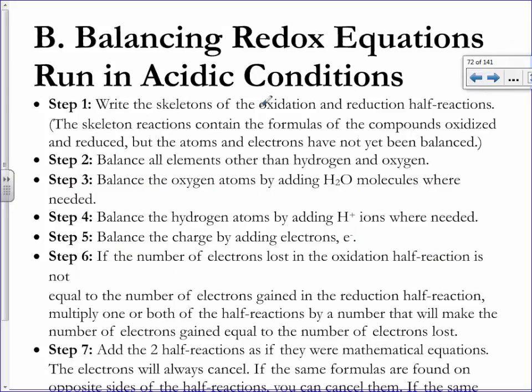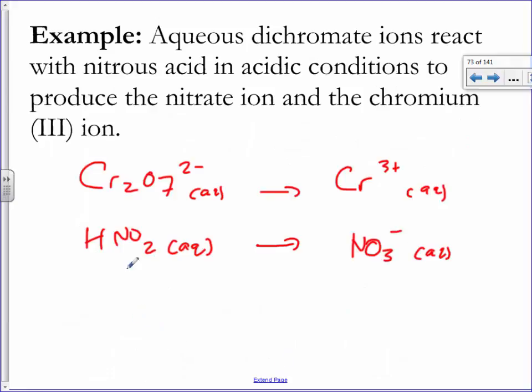First, write out the skeleton equations. Step 2, then, balance all of the elements other than hydrogen and oxygen. We're going to leave those ones for last. So, for example, right here we have 2 chromiums. Here we have 1 chromium. So put a 2 there. I balanced the chromium. And on the bottom equation here, here's 1 nitrogen. Here's also 1 nitrogen. So I'm good with that step.